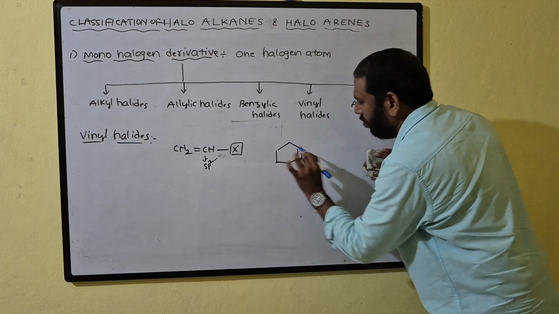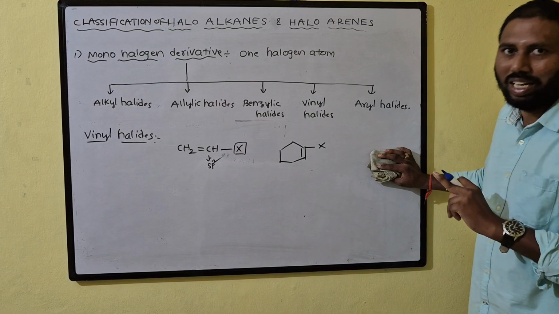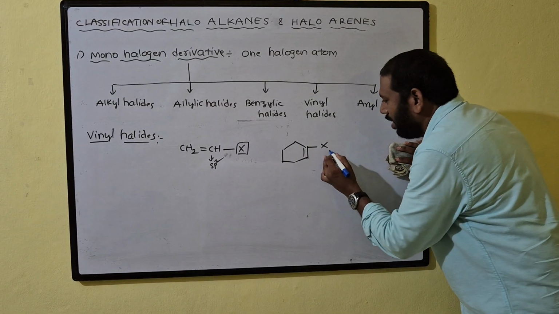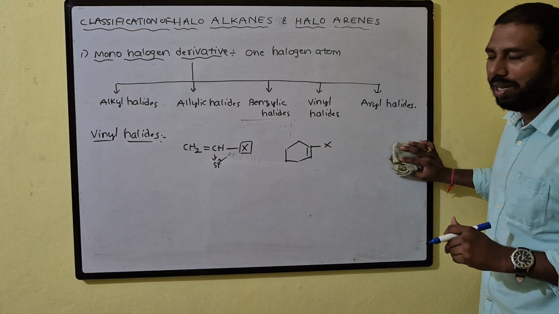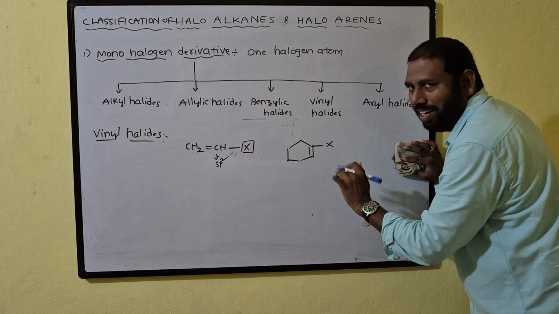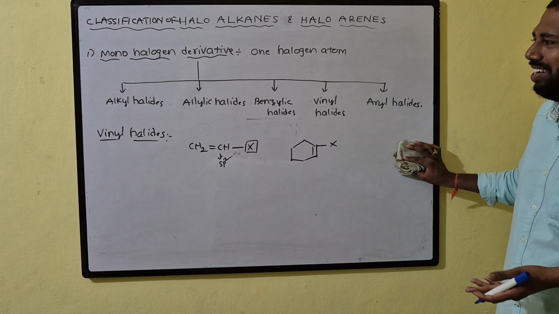Now, for example, I have taken this compound. Can we say it is a vinyl halide? Here the halogen is directly attached to a double bonded carbon. So it is also a vinyl halide, because the halogen is directly attached to a double bonded carbon. Right.